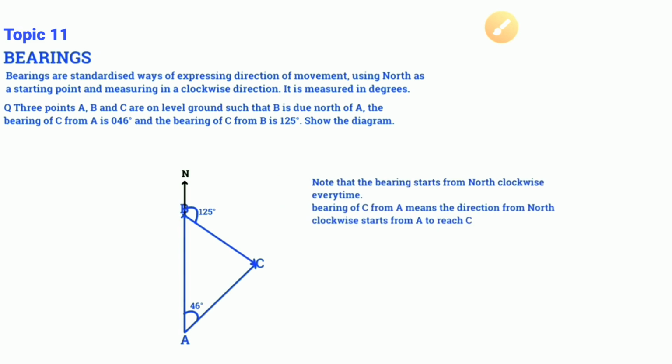Note that the bearing starts from north clockwise every time. Bearing of C from A means the direction from north clockwise, starting from A to reach C. This is the end of the chapter. This is the end of the topic, bearings.